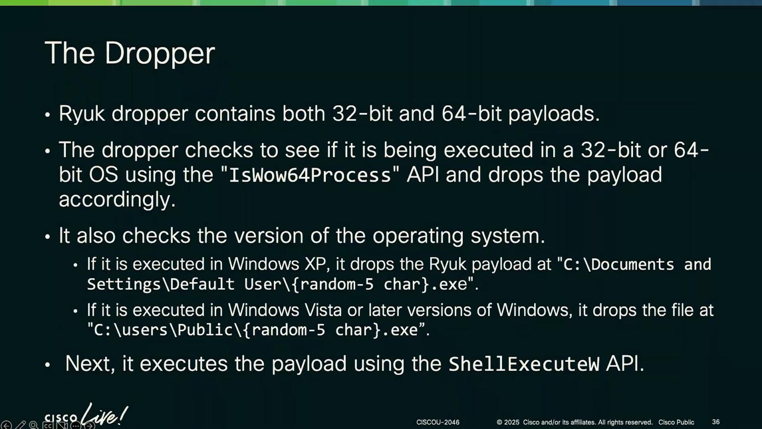So it really starts with that dropper. When you click on that link, that's where it begins. It contains a 32 or 64-bit payload depending on the system that you're using. So it'll actually use the IsWow64Process API to determine if it's a 32 or 64-bit system. It'll also determine whether it's Windows XP or Windows Vista or later, and then act appropriately according to that. But once it triggers that process, it runs into a shell and executes some additional commands.